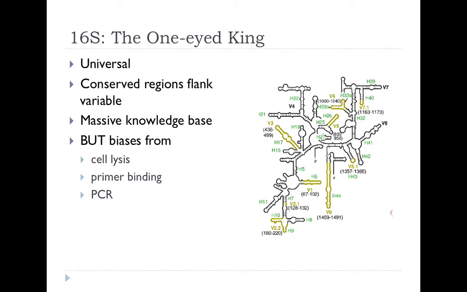But then you can sequence through the bits that are not conserved, and this gives you a kind of barcode for identifying organisms. And there is a massive knowledge base out there now, thousands and thousands of 16S sequences associated with known taxonomic groups, typically with species. And so you can use this molecule as a diagnostic tool and as a tool in microbial ecology. It has sometimes been called the one-eyed king.